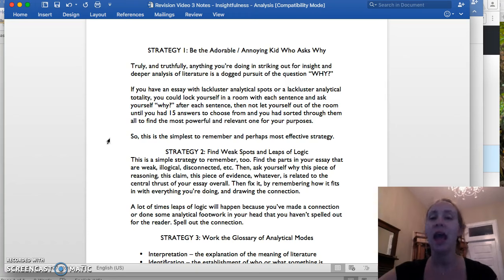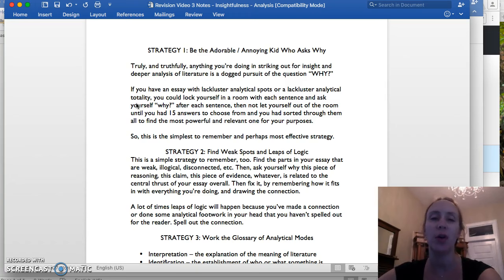So truthfully, anything you're doing in the realm of analysis and insight in an essay is a dogged pursuit of the question why. So if you have an essay with lackluster analytical spots, or just overall you know you want to improve the analysis in it a little, you could lock yourself metaphorically or literally in a room with it, with each sentence in it, and ask yourself why after each sentence that you read aloud, and then not let yourself out of the room until you had 15 answers to choose from as to why that sentence is true, why the claim is true, why what you're talking about matters.